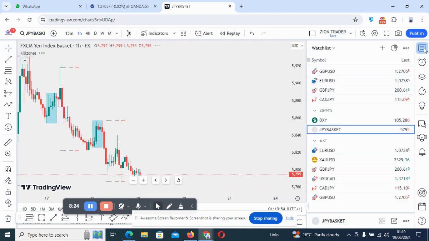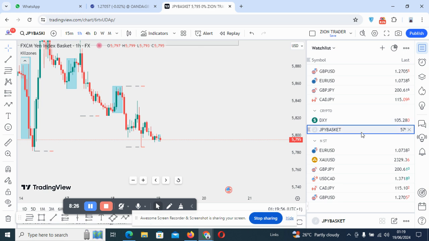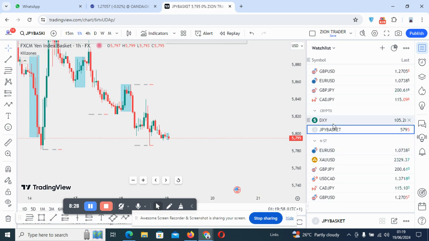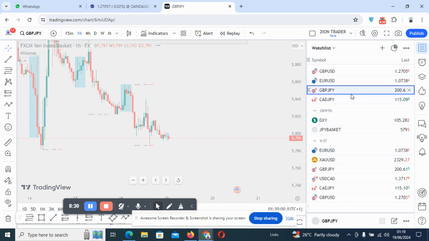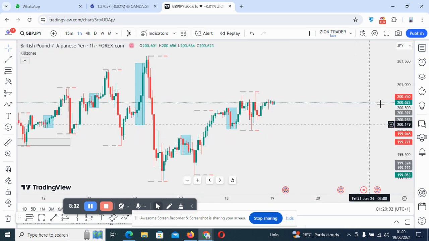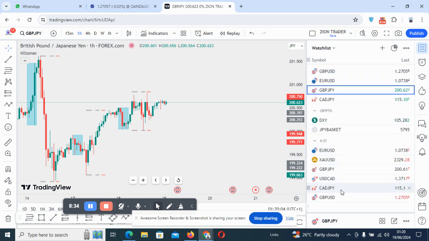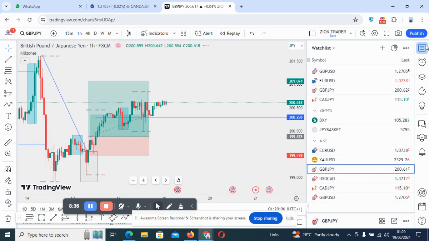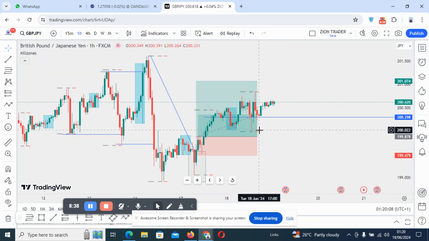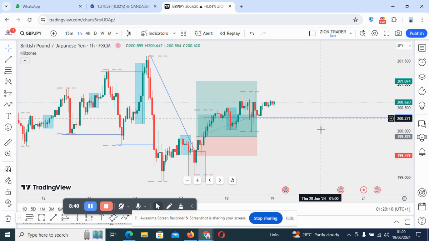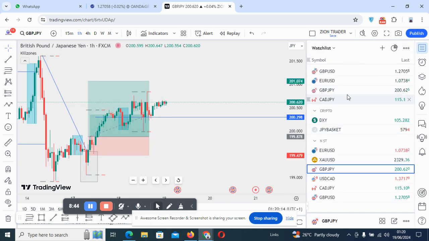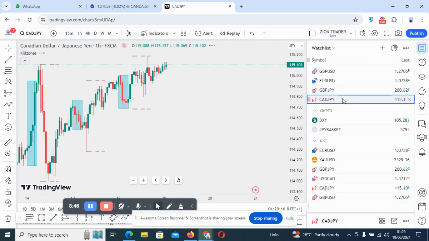How about this guy, Yen Basket? So Yen Basket, guys, is really messing up. I won't lie to you. I took this trade on Yen Basket, but then the guy came and stopped me out on my 1 arrow. I was already in 1 arrow profit, so I only took 1 arrow out of that trade. Yen Basket is really messing up big time, and GBP is pretty bearish too.